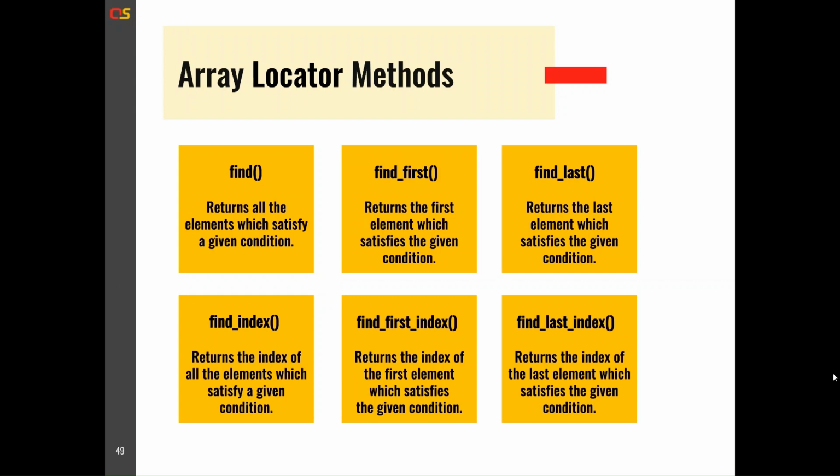The first array locator method is find. It returns all elements in the array that satisfy a specified condition. It is used when you want to filter out elements that meet a particular criteria.